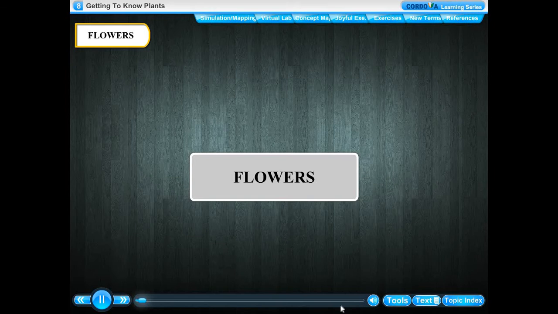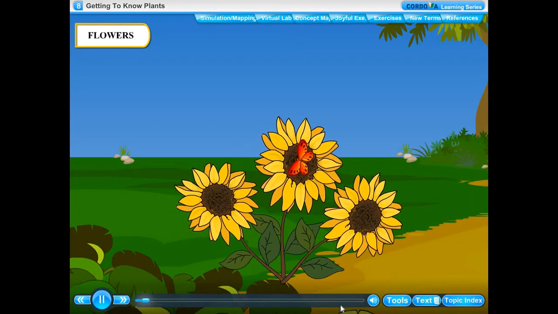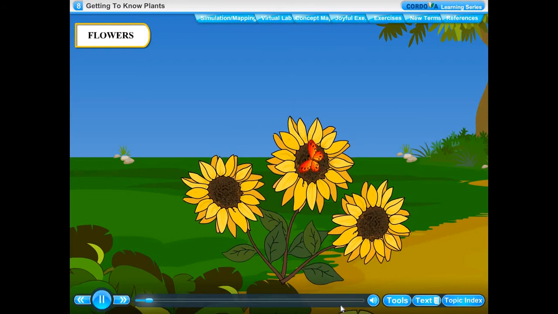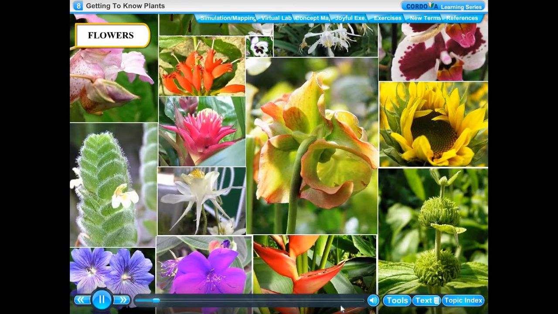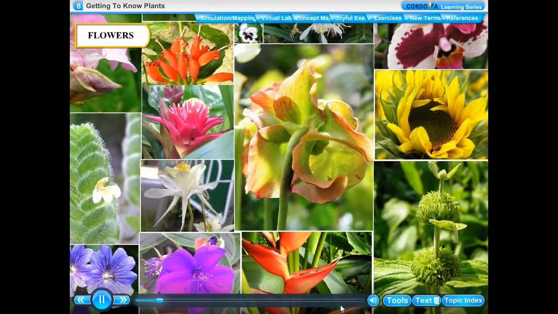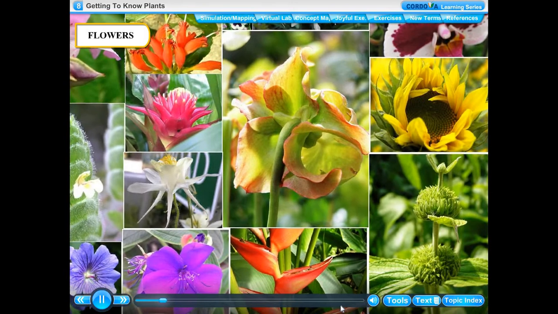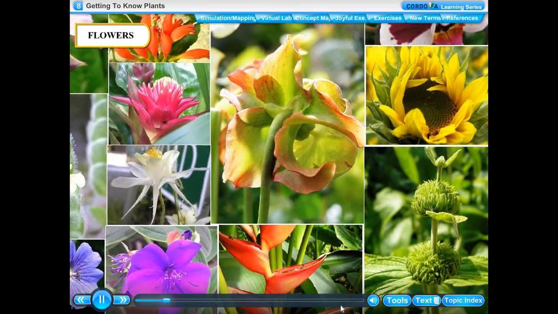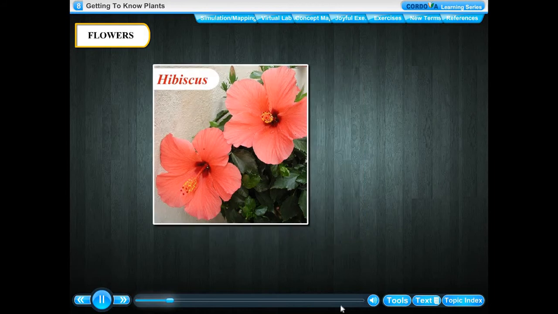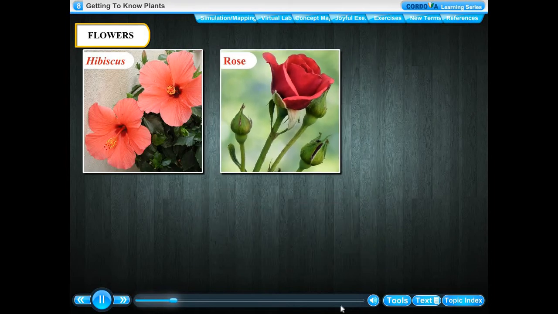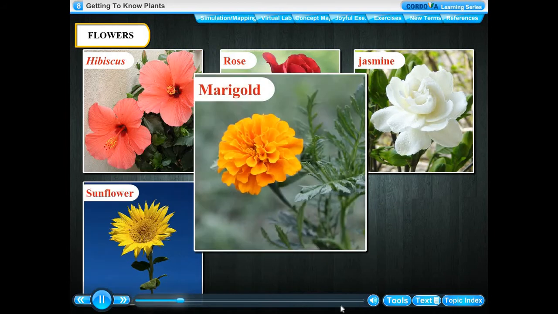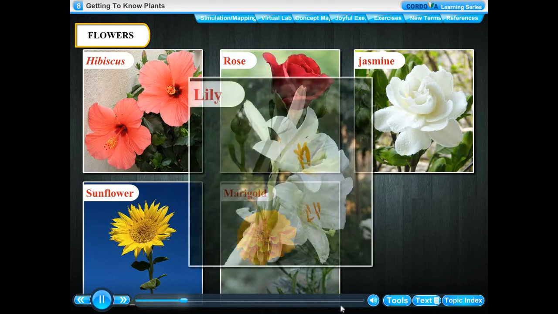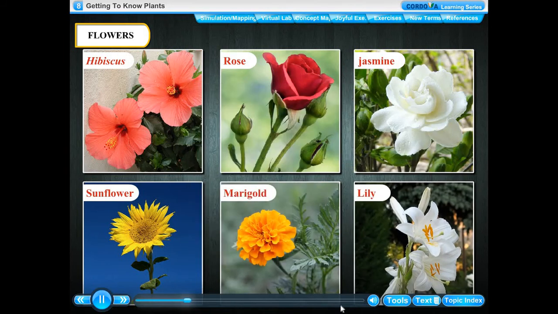Flowers. Flowers are the most beautiful part of a plant. Different plants have different types of flowers. Flowers are of many sizes, shapes, and colors. They have different kinds of fragrances. Some common flowers are hibiscus, rose, jasmine, sunflower, marigold, and lily. Flowers contain the reproductive organs of a plant.